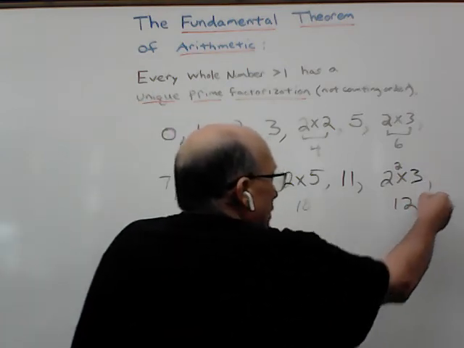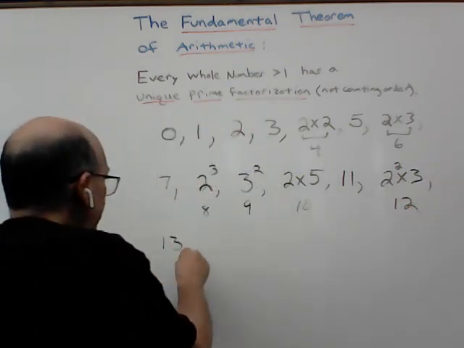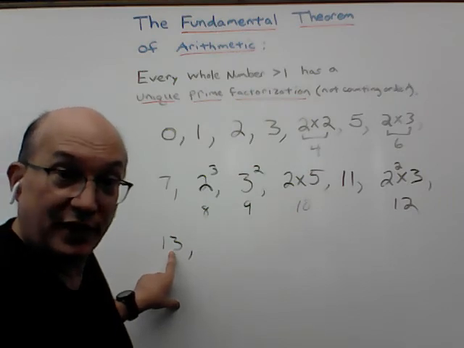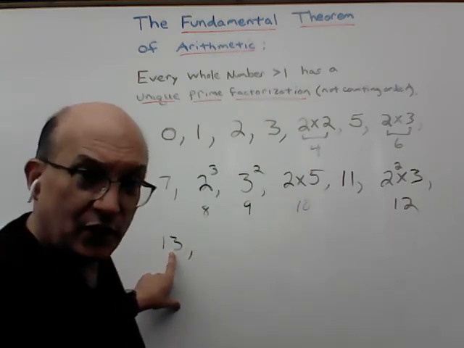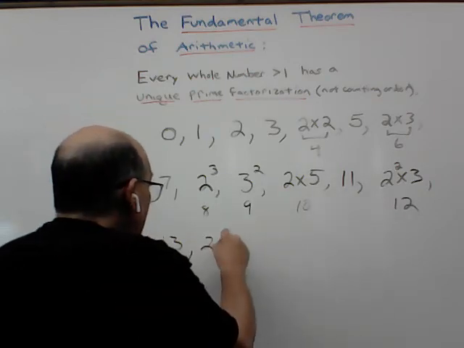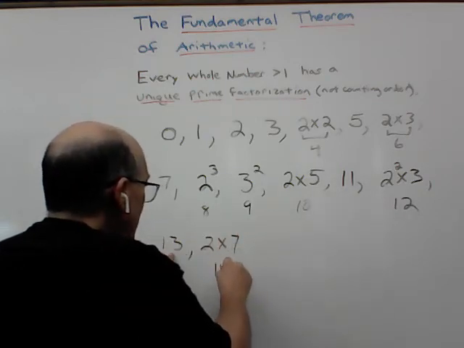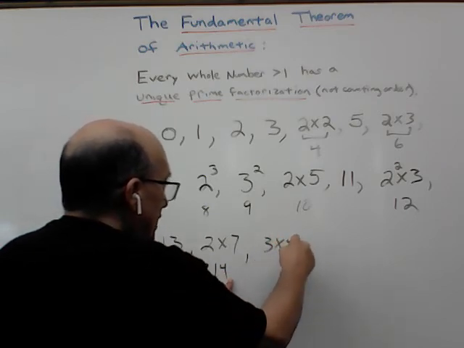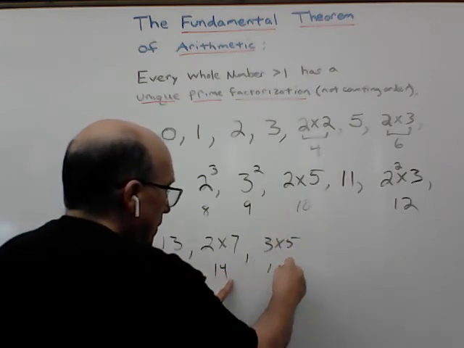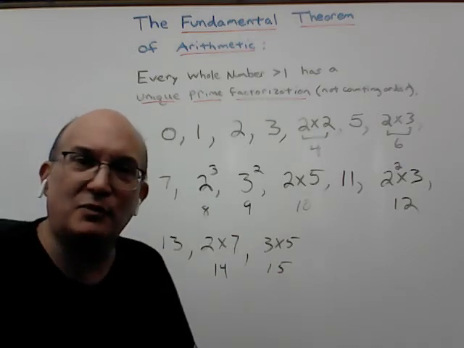The next whole number after 12 is 13. So I'll write 13. After 13 comes 14. 14 is obviously not prime, but it's 2 times 7. Its prime factorization is pretty obvious. There's the 14. Next comes 15. 15 is 3 times 5. The prime factorization of 15 is 3 times 5.